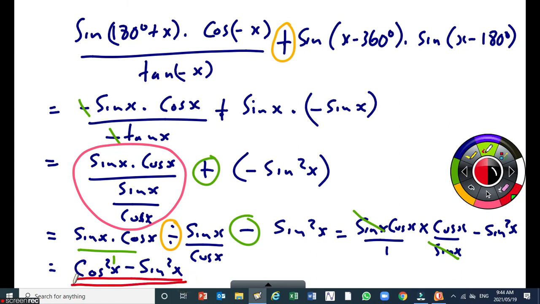If there was a plus here, then the answer would be what? 1. But there is a minus. And this is a grade 12 identity. Okay? It's called the compound angle. We'll talk about that next year. Right? So we'll stop there. Okay?